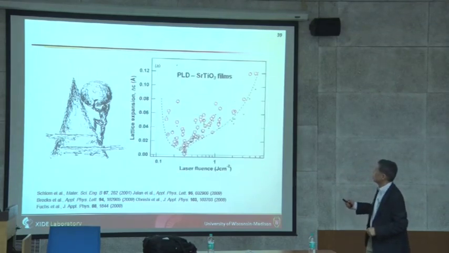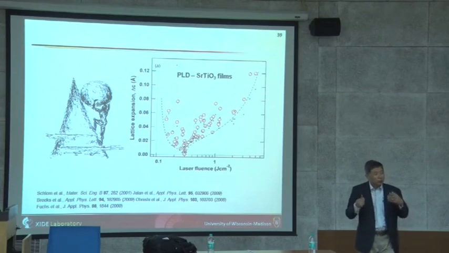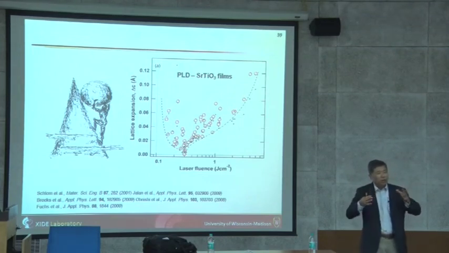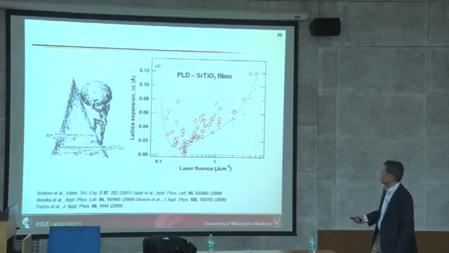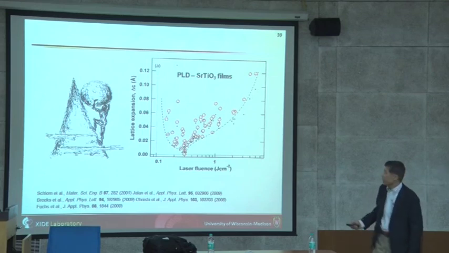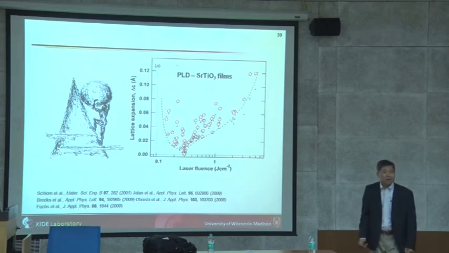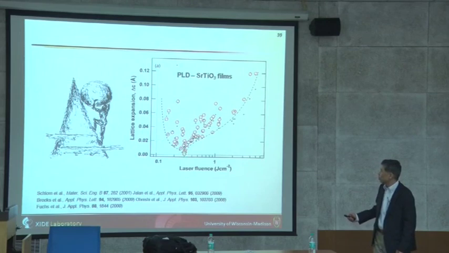So in PLD-grown thin films, one of the parameters you can control, the flux and thus the stoichiometry, is the laser energy density. Depending on the laser fluence, from low to high energy, 0.1 to a few joules per square centimeter, you see the lattice parameter reaches stoichiometry like a cusp. That means it is very hard to hit that one point, even though you make measurements across this range.